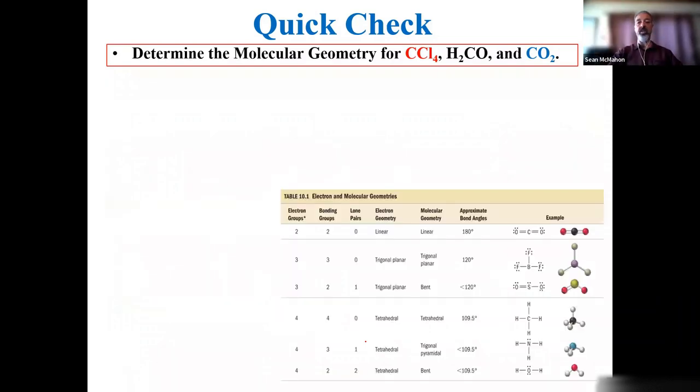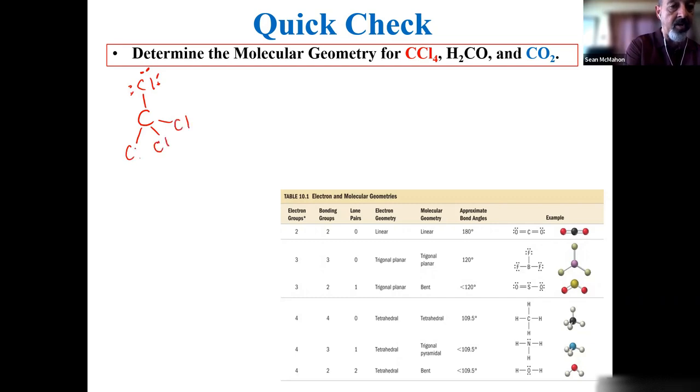So let's do a quick check, right? Can we determine the molecular geometry for CCl4 from drawing the Lewis dot structure? I'm just going to draw the dot structure first, because this is based on identifying what the molecular geometry is once I have the Lewis dot structure. You can practice that by pausing it. But basically, carbon tetrachloride, right?